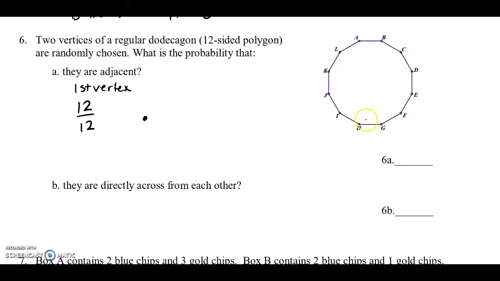And now I need to choose a second vertex. So now, let's say I've chosen that one. So now I only have 11 that remain. And of those 11, only 2 are winners. So that leaves me with 12 over 66, which then reduces to 2 over 11.